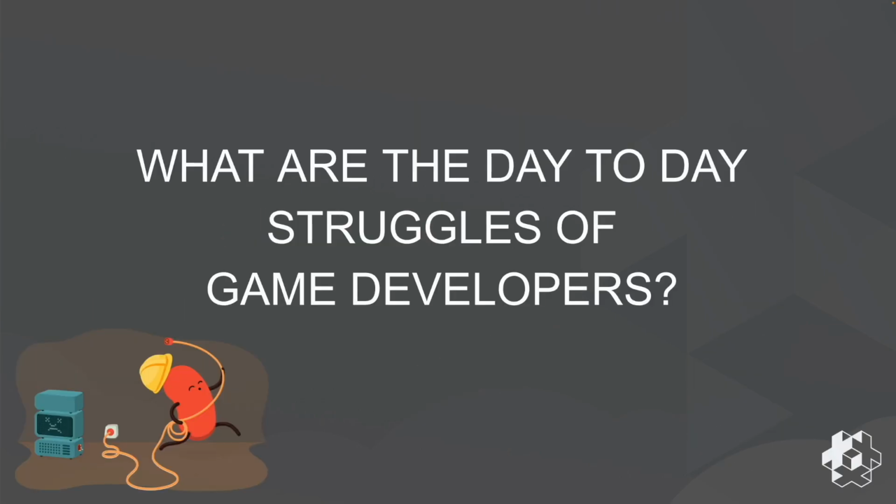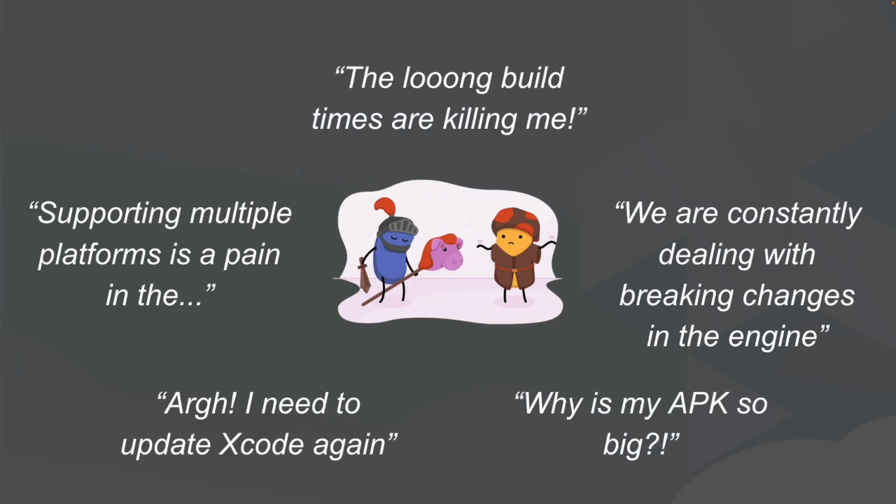So we could also ask ourselves, what are the day-to-day struggles of game developers overall? In my 20 or so years, I've come across a lot of things while developing games in small or large teams, and I'm sure you are familiar with some of them. Long build times: from the time you make a change until you can actually see it running in your game, it can take hours in some cases, and that really kills productivity.